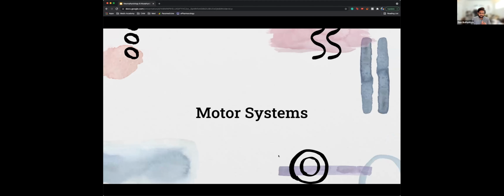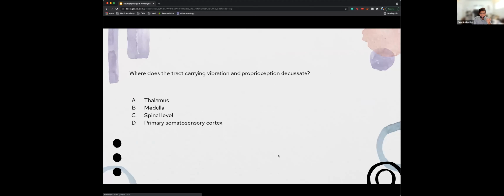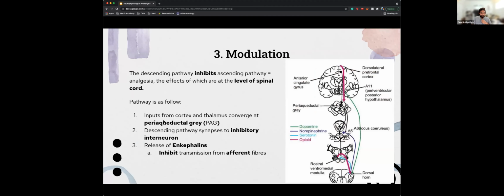I'll come back to the question about the periaqueductal gray matter. Someone asked, what's the significance of the periaqueductal gray matter? I think at the moment for this stuff, it's just the pathway where it starts. I can get back to you on the significance, but for the moment, the most important thing for you guys is to just know the pathway and what happens down the pathway, like what gets released, like enkephalins.